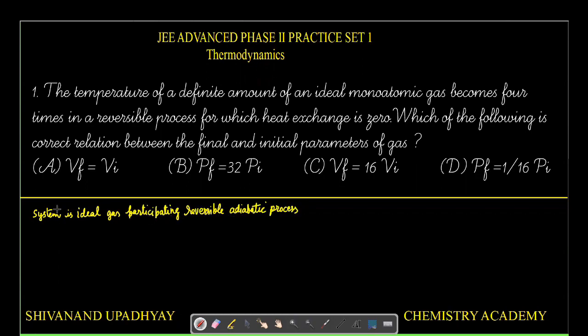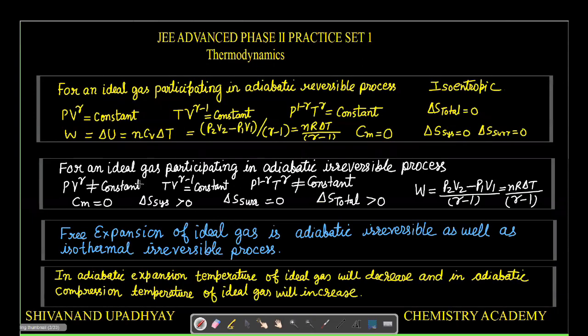So before solving this problem, I want to revise some concepts of adiabatic process for an ideal gas. So the first point is, for an ideal gas participating in adiabatic reversible process, PV to the power gamma is constant, TV to the power gamma minus 1 is constant, and P to the power 1 minus gamma times T to the power gamma is constant. So these equations are valid only for adiabatic reversible. They are not valid for adiabatic irreversible process.